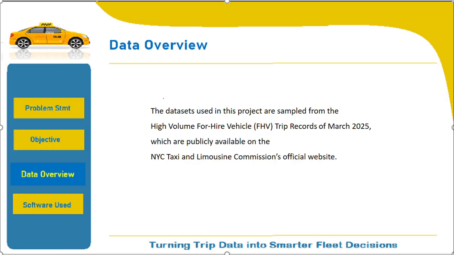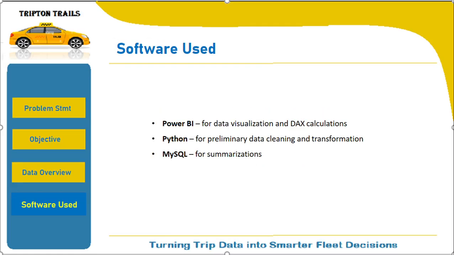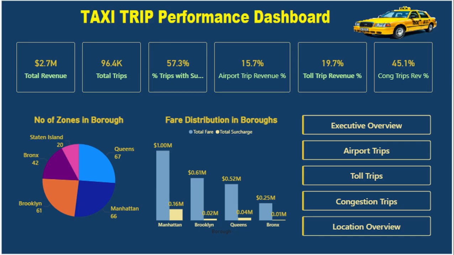For this project, I have used the datasets which are sampled from high volume for-hire vehicle trip records of March 2025. They are publicly available on the NYC Taxi and Limousine Commission's official website. And I have used Power BI for data visualization and DAX calculations, Python for preliminary data cleaning and transformations, and MySQL for some summarizations. So now let's dive into the dashboard.